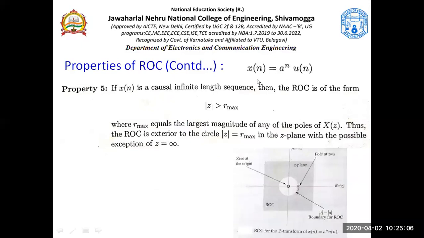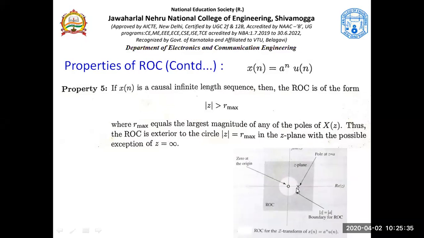What is this example? This is the positive time exponential. For a positive time exponential, the ROC is outside the circle Z equal to A. This is called the Z equal to A circle, which means that this is a circle with radius A. The circle with radius A is referred to as the Z equal to A circle.